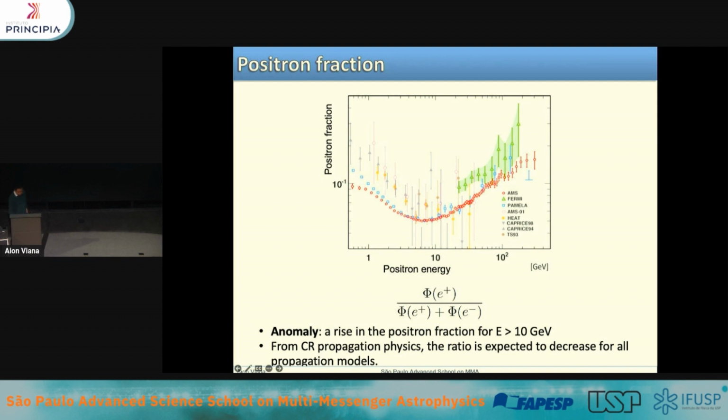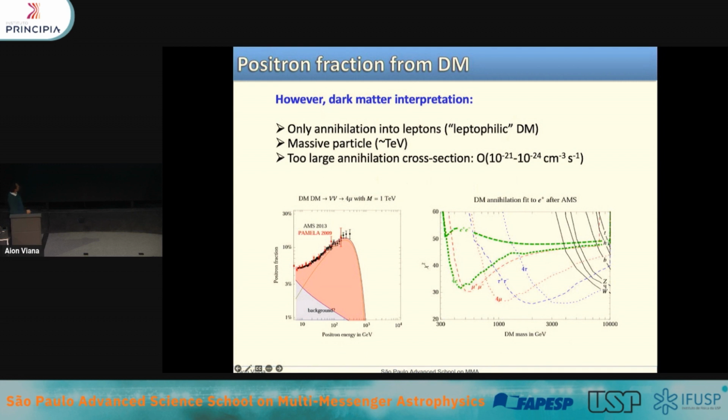Now, the positron: there was also an anomaly detected in the positron fraction above 10 GeV. And the main thing is that from propagation physics, this ratio was never expected to rise. It was expected to go down. Now, the problem is that if you try to interpret this as dark matter, it's actually quite tricky, because of the particle model that you have to assume. Basically, the first thing is that it's a particle that only annihilates into leptons. That's what we call a leptophilic dark matter.